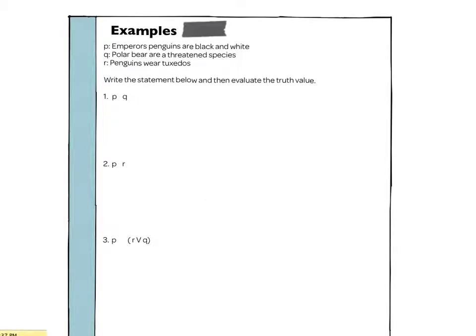Let's look at these three statements and figure out what their truth values are first. The first one, emperor penguins are black and white, is true. Polar bears are a threatened species, that is also true. And penguins wear tuxedos, that is actually false. Now we're going to write the statements below and evaluate their truth value. The first one we're going to do is P and Q. Let's write out what that would look like.